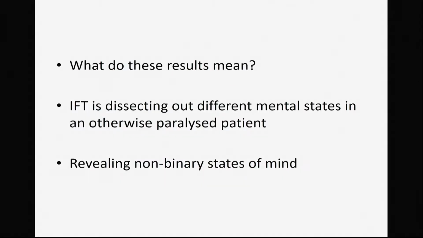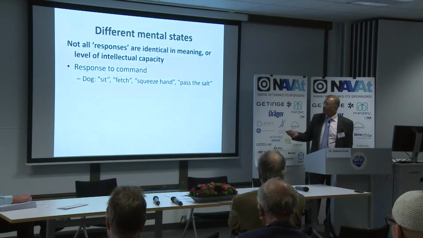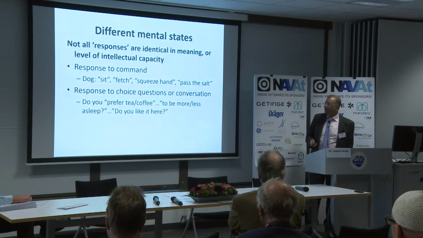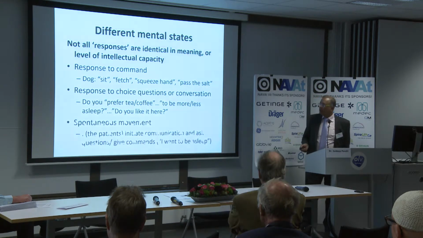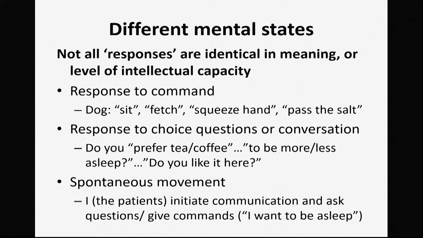So what do these results mean? Well, my view is that it's dissecting out those different mental states in an otherwise paralyzed patient. It's revealing non-binary states of mind. In other words, not all responses are identical in terms of their meaning of level of intellectual capacity. If you only respond to command, like this patient, like an animal, is different from if you're able to respond to choice questions, and is different to spontaneous movement, where you initiate the conversation. IFT patients largely sit here, but they can also sit in this choice question.